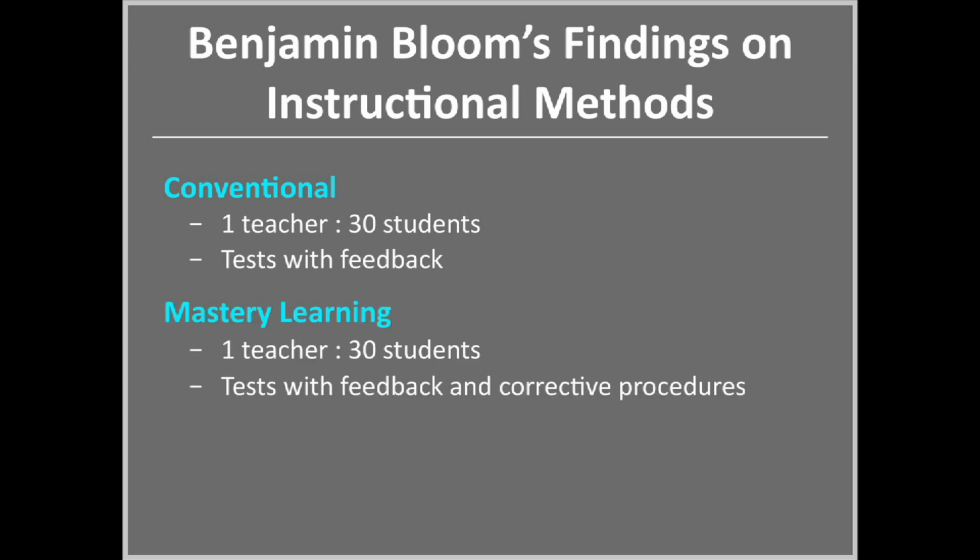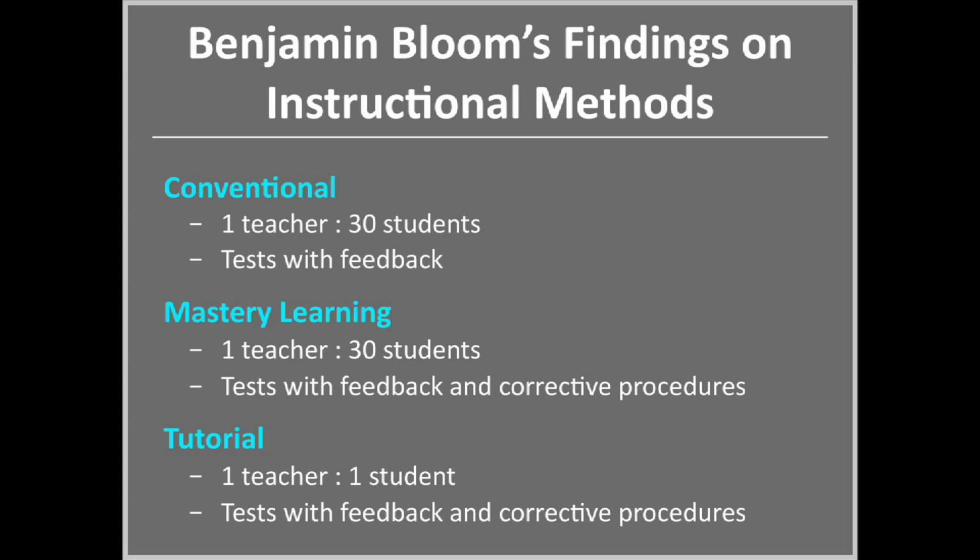In the second group, called mastery learning, there was also 1 teacher for 30 students. In addition, the teacher was often the same teacher as in the first group. The only difference in the mastery learning group was that feedback given on tests was followed by corrective procedures, and another test was given to make sure that students mastered the subject matter.